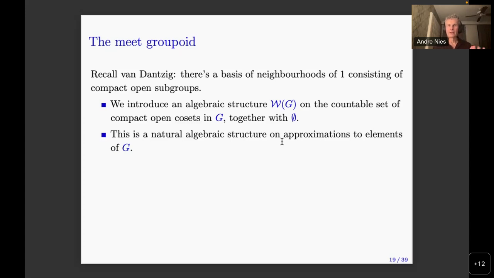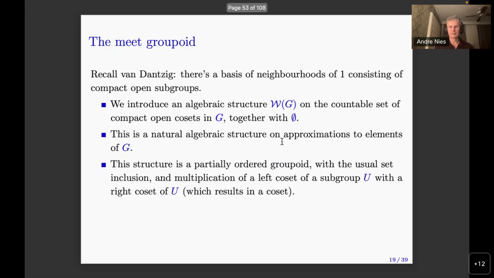And these things are, of course, approximations to elements. The same way as the compact open subgroups approximate one, the compact open cosets now can approximate any element in the group. So what I get is a partially ordered groupoid, with the usual set inclusion and multiplication of two cosets if the result is again a coset, which means take the left coset and the right coset of the same group and multiply them.